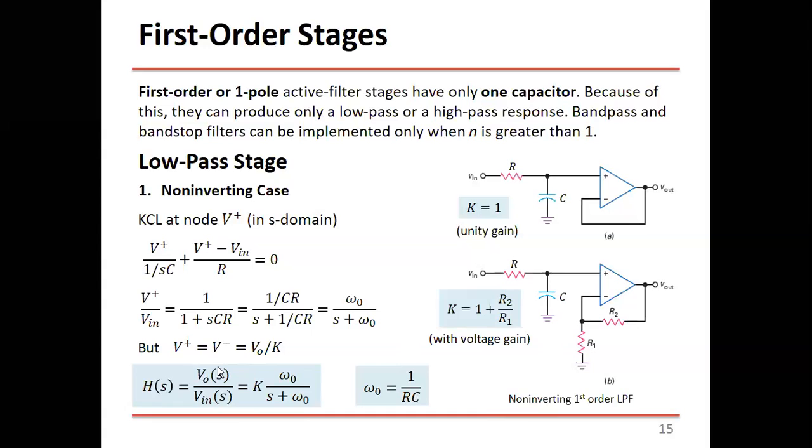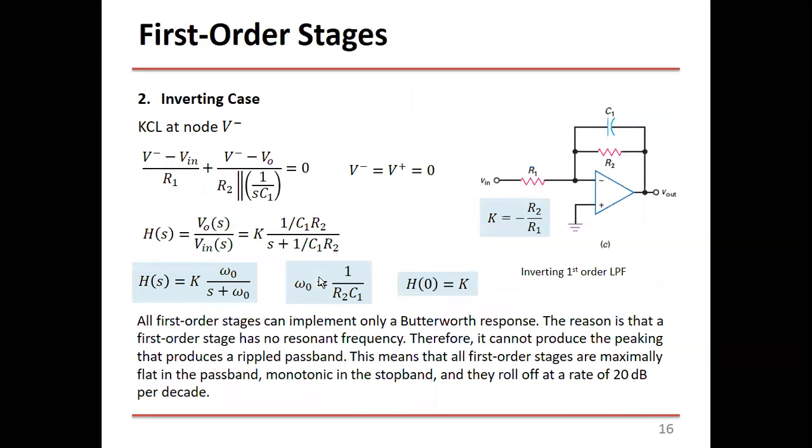So if you substitute this one here in this equation, you end up with V out of S divided by Vn of S. And we're going to omit this S later on. Equals K times omega 0 over S plus omega 0. So this is the transfer function of a single order low pass filter, okay? And this case is called non-inverting case. Let's go to the inverting one.